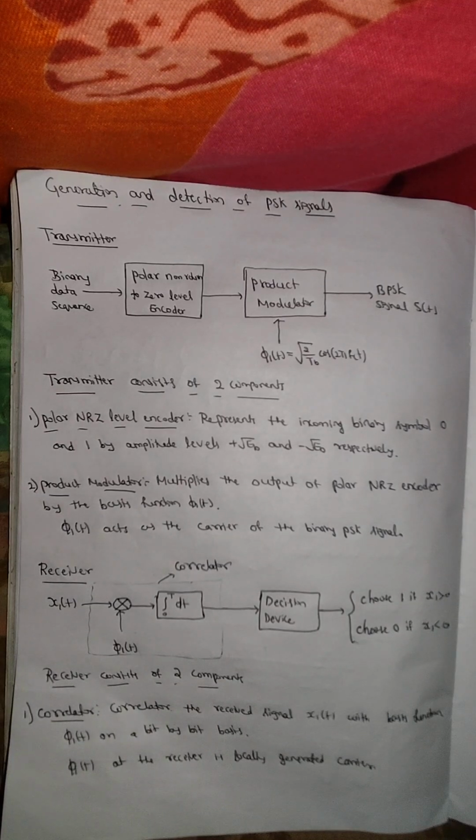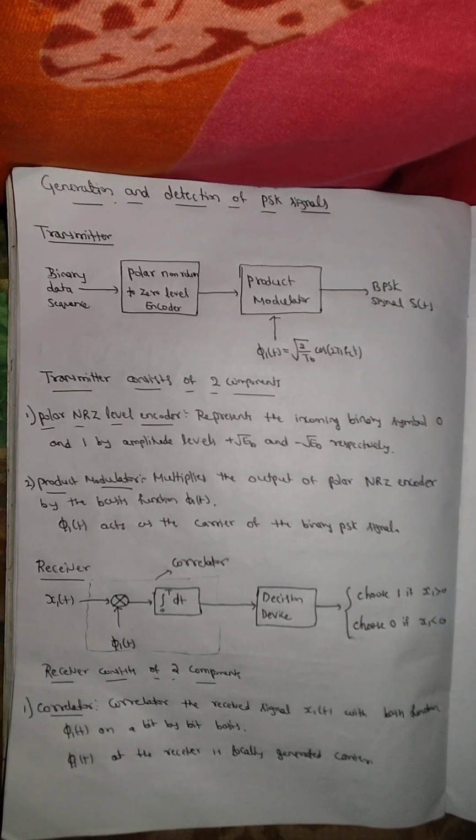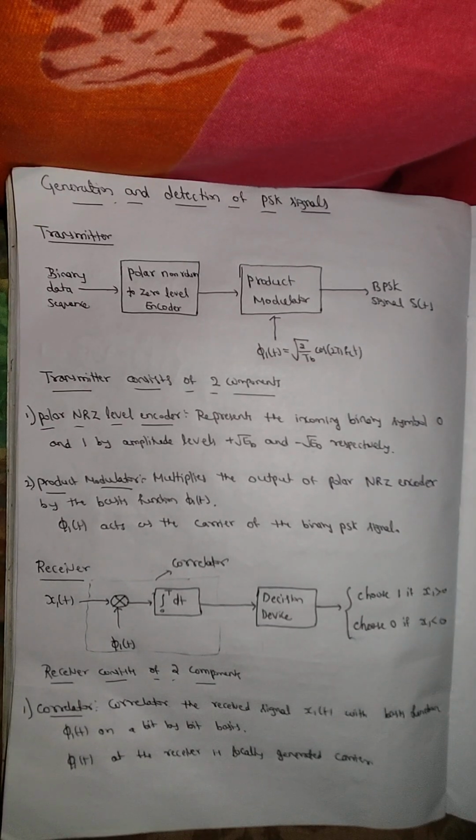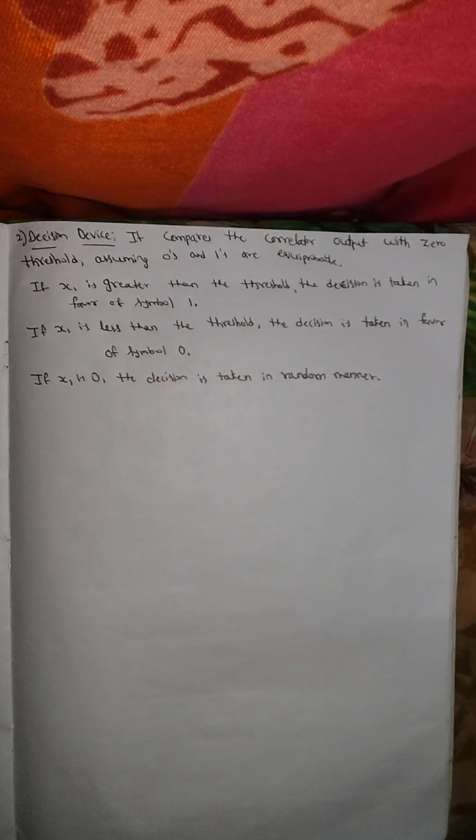Receiver. In receiver we have two components, correlator and decision device. Correlator correlates the received signal x1(t) with basis function phi1(t) on a bit by bit basis. Decision device compares the correlated output with zero threshold, assuming zeros and ones are equiprobable.